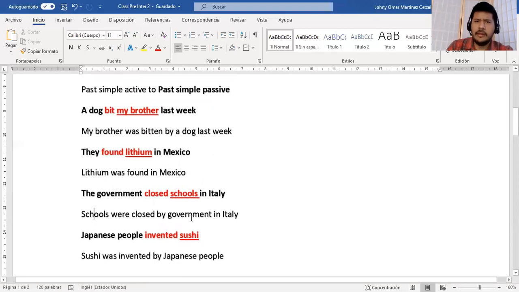As I told you in class, it's much more common to use passive voice in English. In Spanish, just in some specific cases. What is the purpose? The same as in present. My brother, lithium, schools, it becomes more important because it's the first word in your sentence. And it's the natural way in which they can say it. And it sounds good. For example, this one, now they found lithium in Mexico. It's okay, but this one sounds much better. Lithium was found in Mexico. Oh, it sounds much, much better, okay?